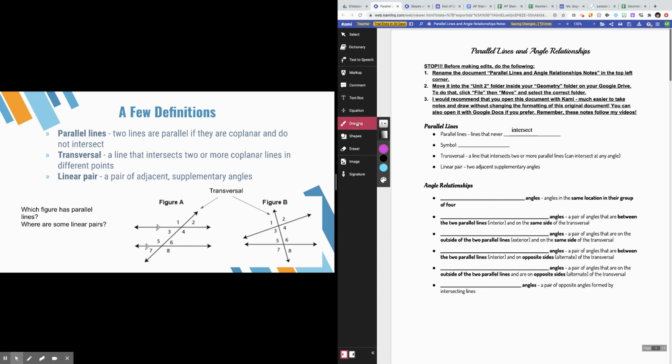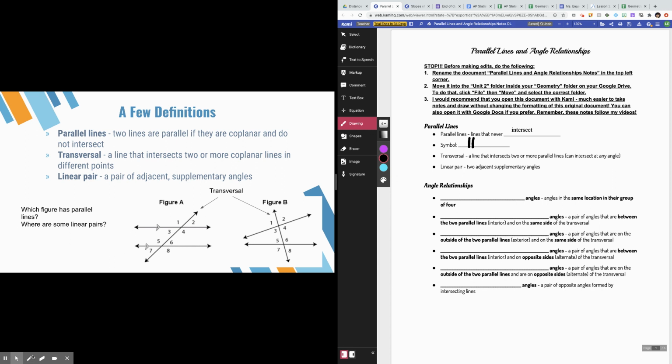Okay, and the symbol for parallel is two... that's definitely not big enough. You can't really see that very well. Let's try a different one. Okay, so the symbol for parallel is two lines. It basically looks like an 11.